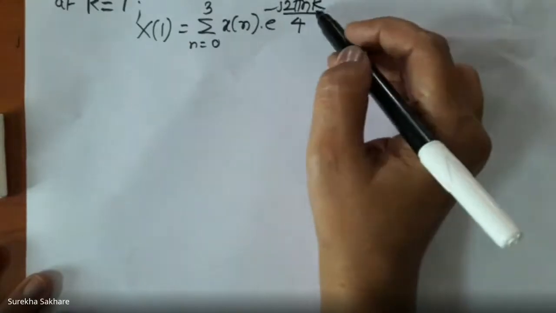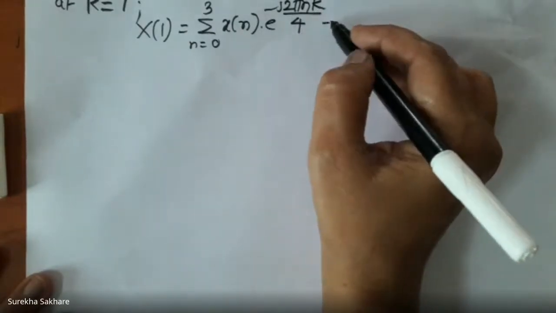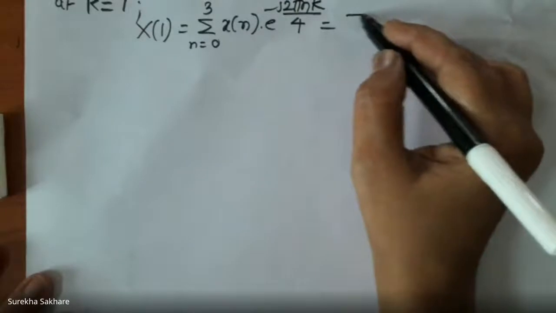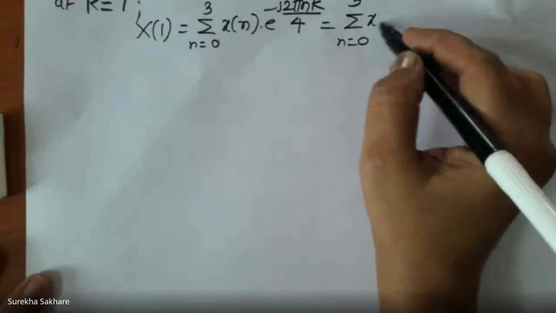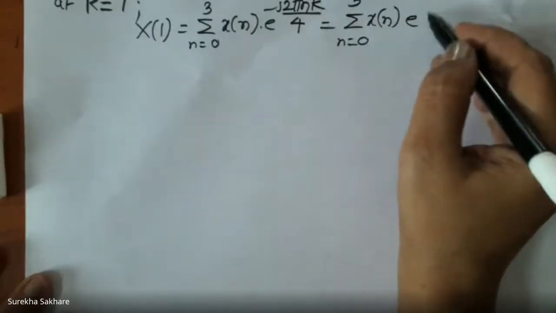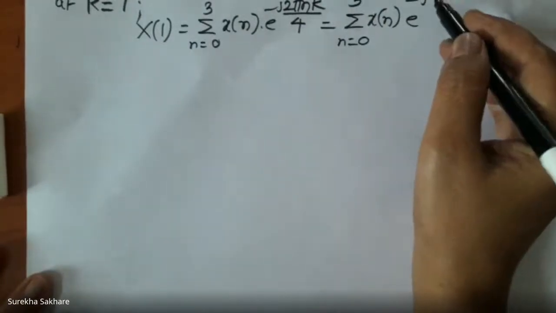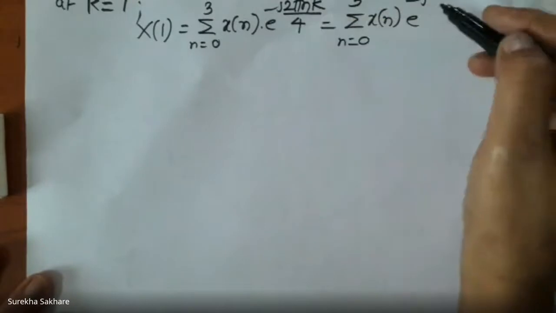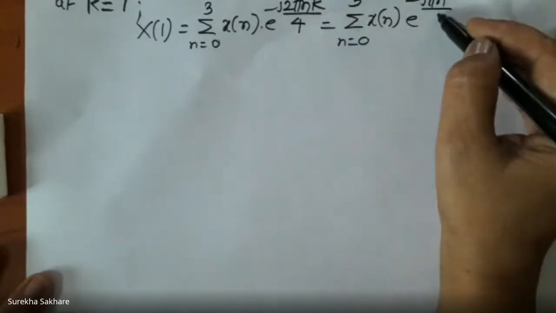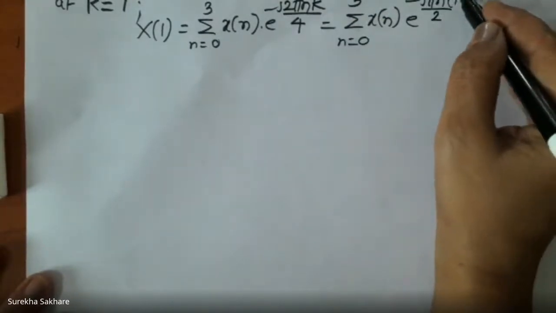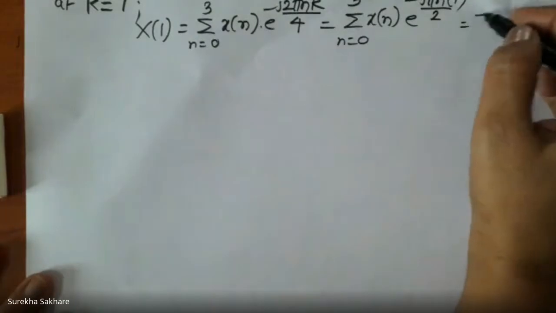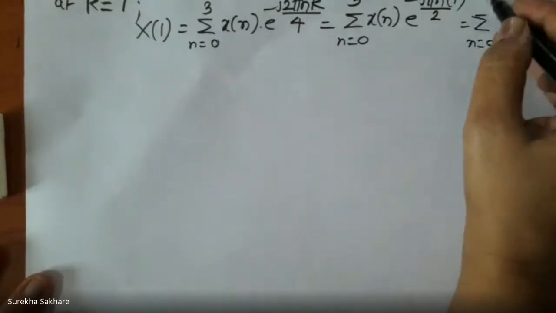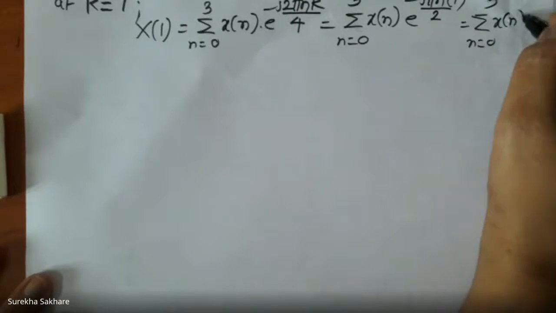So this becomes equal to the summation n is equal to 0 to 3 of x of n e raised to minus j, k is 1, and this will give me pi by 2. Okay, pi n by 2 and k is 1. Now can I expand? This becomes the summation n is equal to 0 to 3 of x of n e raised to minus j pi n by 2.